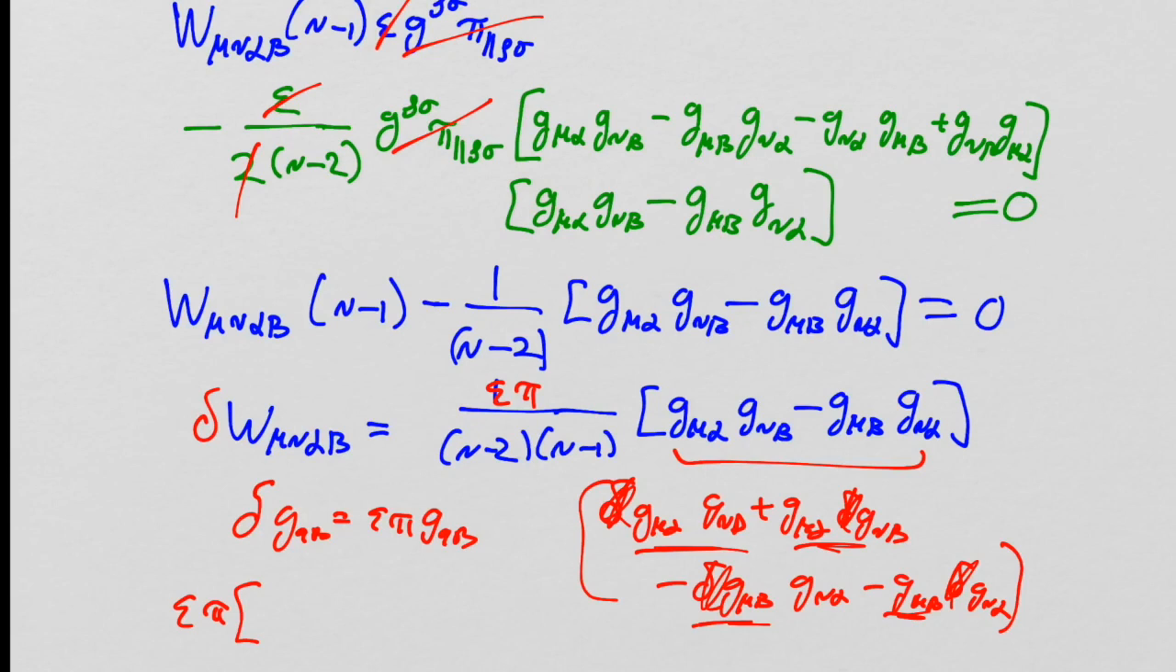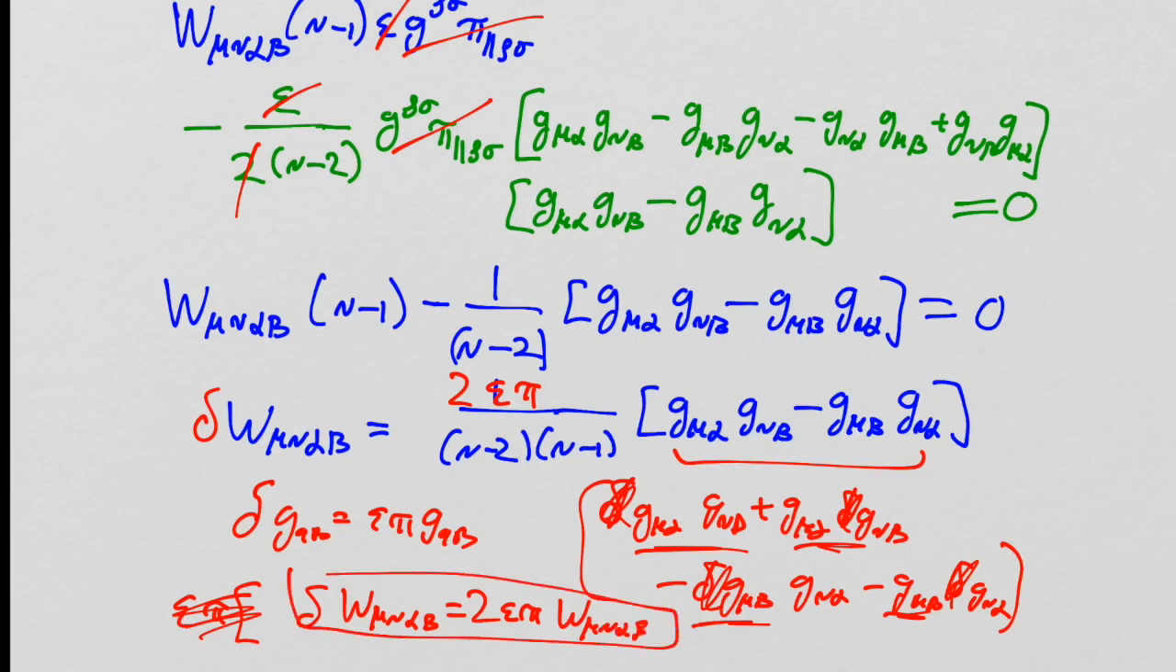So the variation of... with a factor of 2, but now there's no cancellation of the factor of 2. So when you combine it all, you end up with a factor of 2 there. So the answer ends up being the variation of omega mu nu alpha beta is 2 epsilon pi w mu nu alpha beta. Sometimes I say omega for w, but this is the variation in w, right?